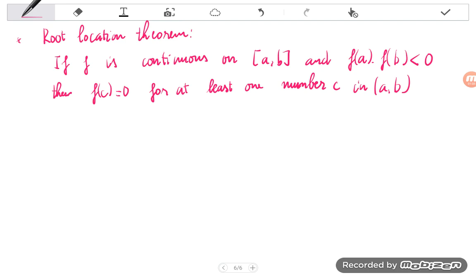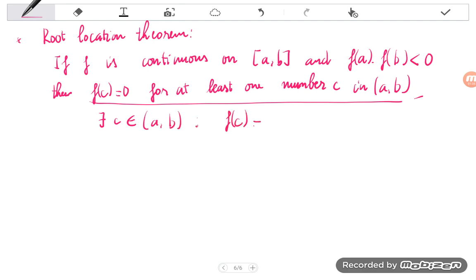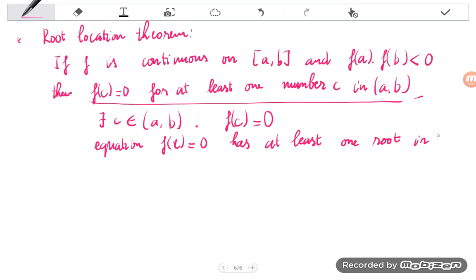This statement has several other ways to express it. You can express it as: there exists one number c in the open interval (a, b) so that f(c) equals 0. Or you can also express it as: the equation f(x) equals 0 has at least one root in the open interval (a, b).